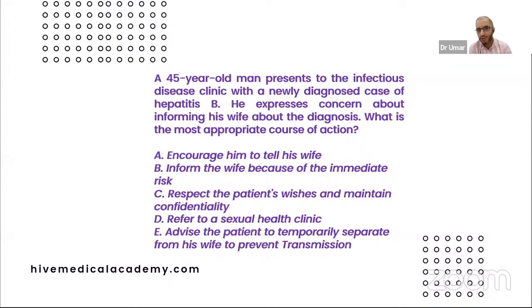So a 45-year-old man presents to the infectious disease clinic with a new diagnosis of hepatitis B. He expresses concern about informing his wife about the diagnosis. What is the most appropriate course of action? The options are A, encourage him to tell his wife; B, inform the wife because of the immediate risk; C, respect the patient's wishes and maintain confidentiality; D, refer to a sexual health clinic; or E, advise the patient to temporarily separate from his wife to prevent transmission. So take a minute, guys, if you need, have a read of the question, drop your suggested answer in the chat box, and then we'll have a chat about it.